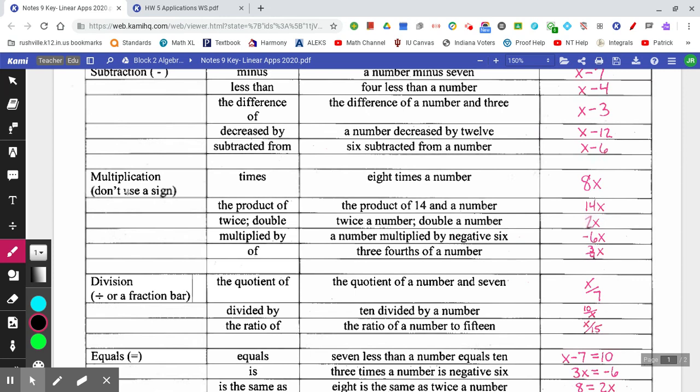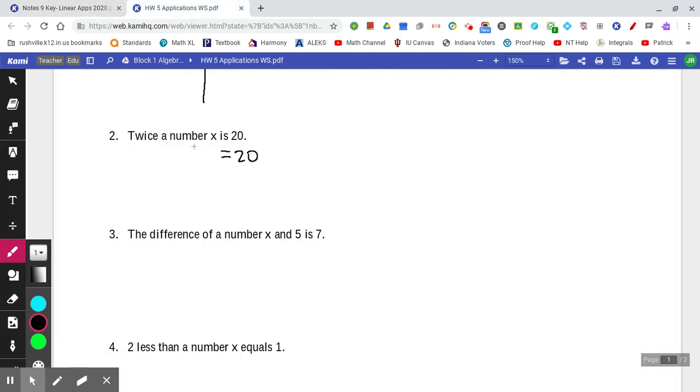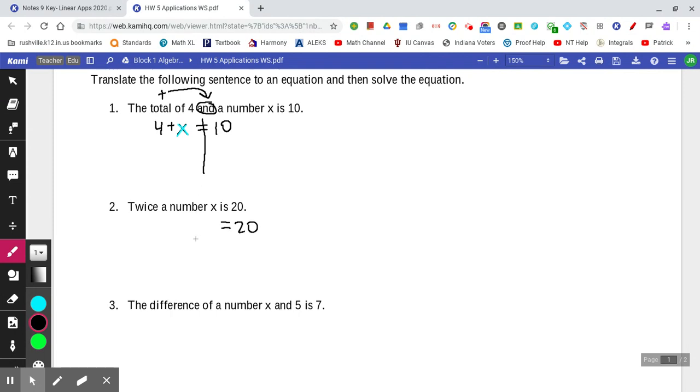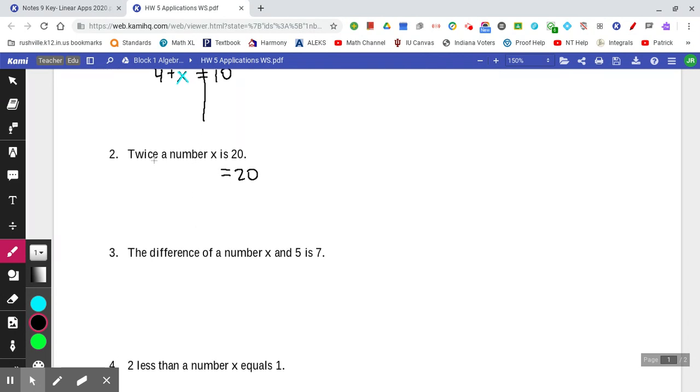Now, when I write this, I don't use a sign for multiplication. I had to put the plus sign for addition, but when I'm doing multiplication, I don't actually put in a sign. So when I do twice a number x, I'm just going to do 2x. Don't get confused and put an x for multiplication. Don't do that. If you just attach your two values that you're going to be multiplying, the no symbol means implied multiplication. So 2x equals 20, there's your equation, and then you'd go through and solve to find the actual value of x.